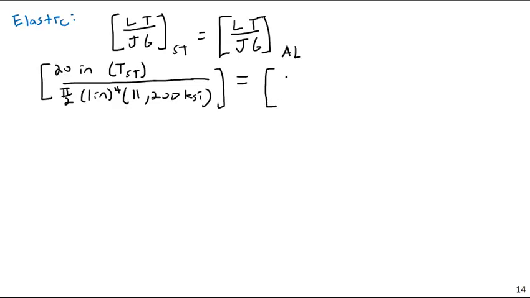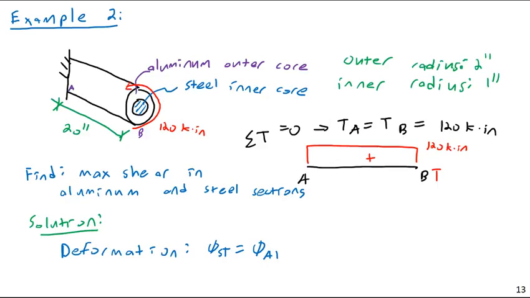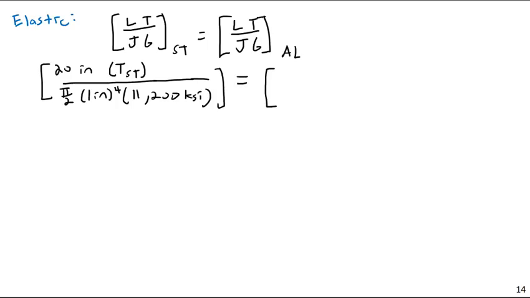So, let's see. Our equation here, the sum of torque, also gives us another equation. We can say T aluminum plus T steel is equal to 120 kip-inches, if that wasn't clear. And so that's going to be equation 1. The torque carried by the aluminum section plus the torque carried by the steel section must equal the applied torque.